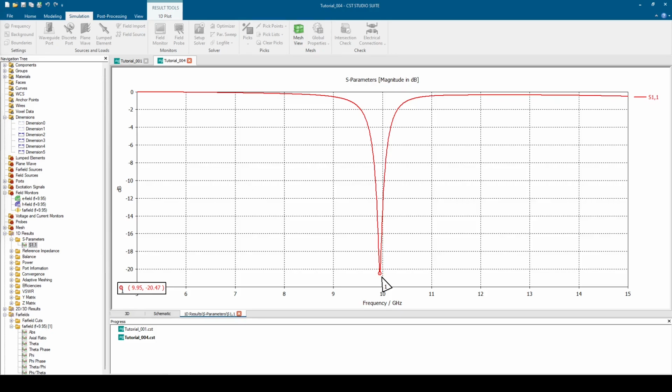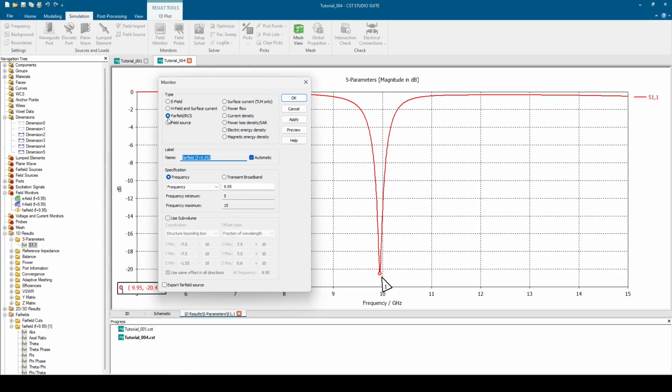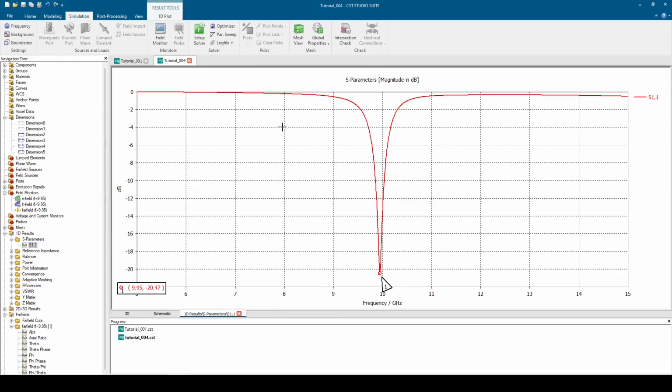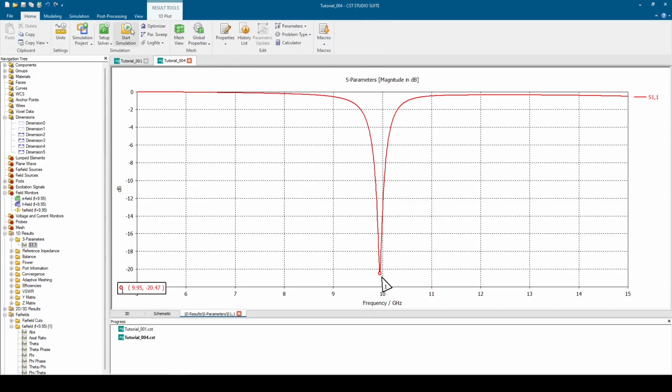Of course, I don't see it. So let me see. This window will show E field, H field, far field, and here you can set the frequency or decide the number of samples between some frequency window. So here I can just target 9.95 and then press OK. But in my case, I have it here. Okay, so here we go. And then we just press run.